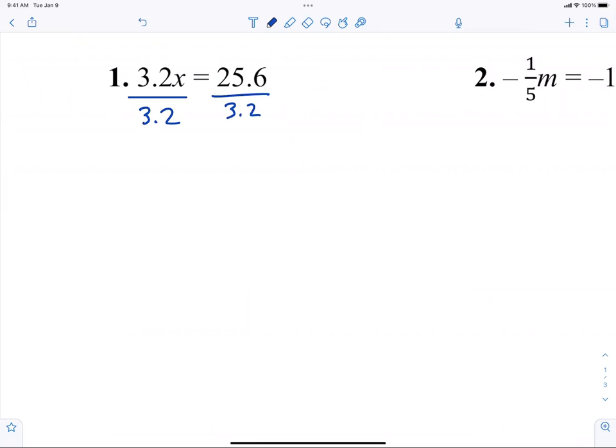Now, can anybody look at that and say, well, obviously X is 8. That is very good. Now, again, what we're going to do is take a look at it.